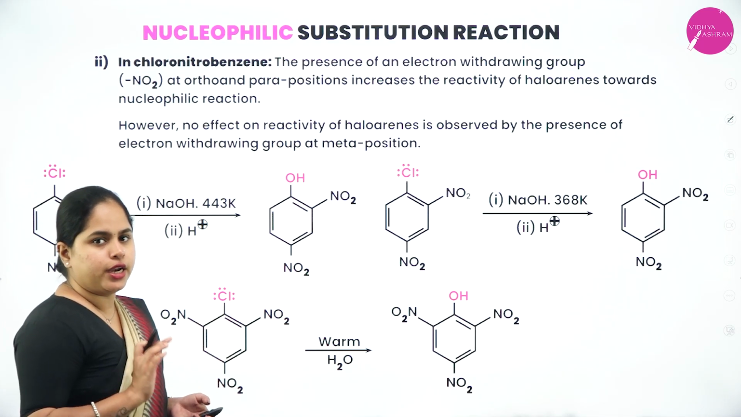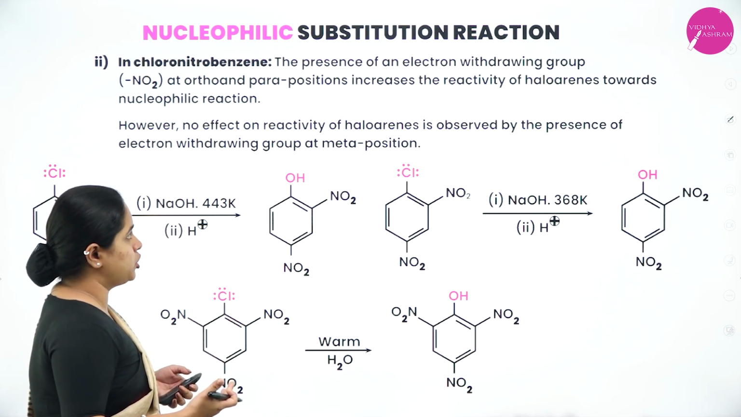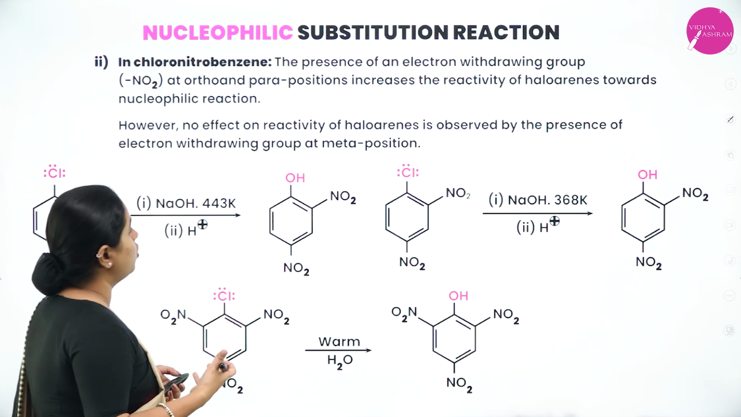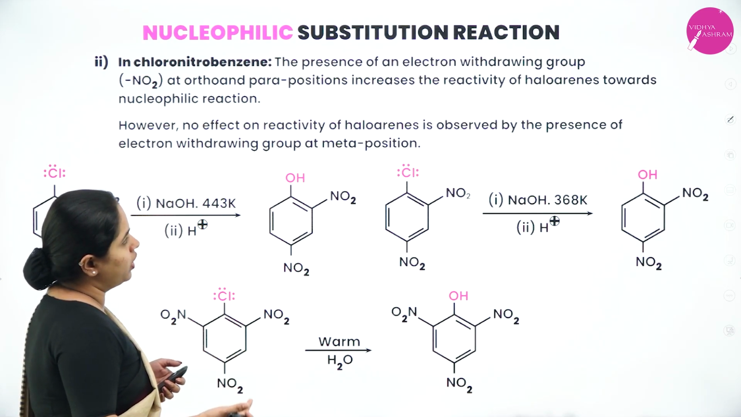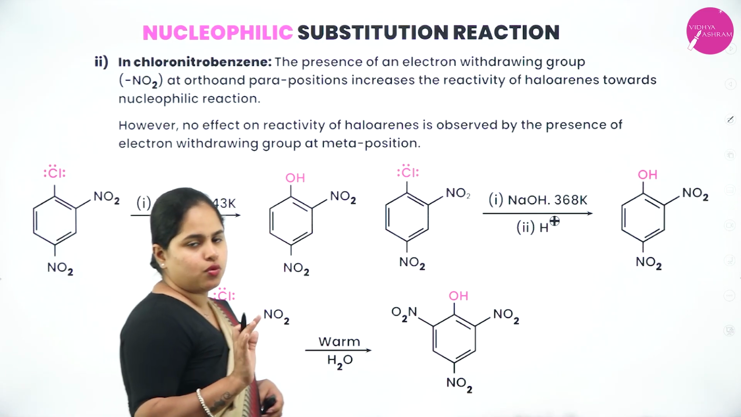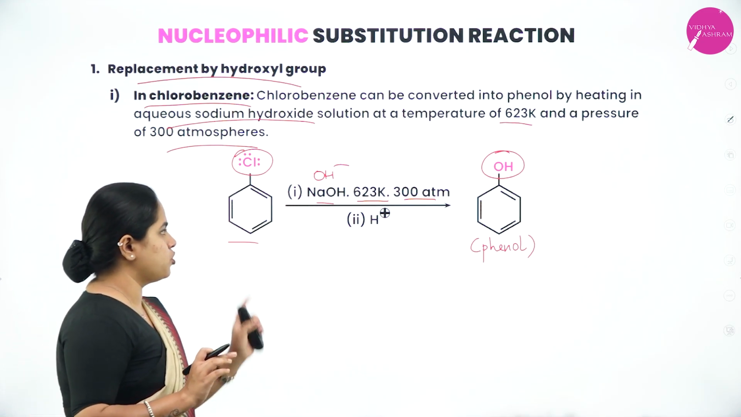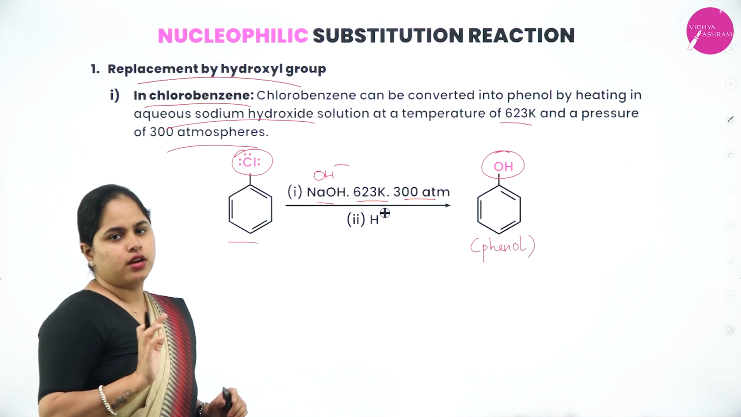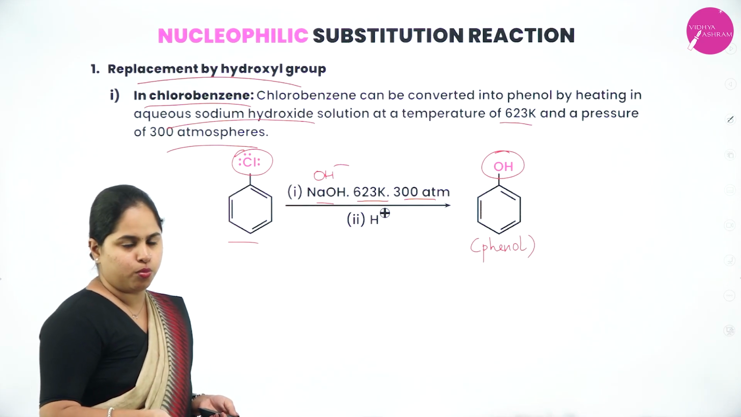Okay, chloronitrobenzene. The presence of an electron withdrawing group at ortho and para position increases the reactivity of haloarenes towards nucleophilic reaction. However, no effect on reactivity of haloarenes is observed by the presence of an electron withdrawing group at meta position. In chlorobenzene, which we already studied, in the presence of sodium hydroxide we get phenol. The chlorine will be substituted by the hydroxyl group, right?